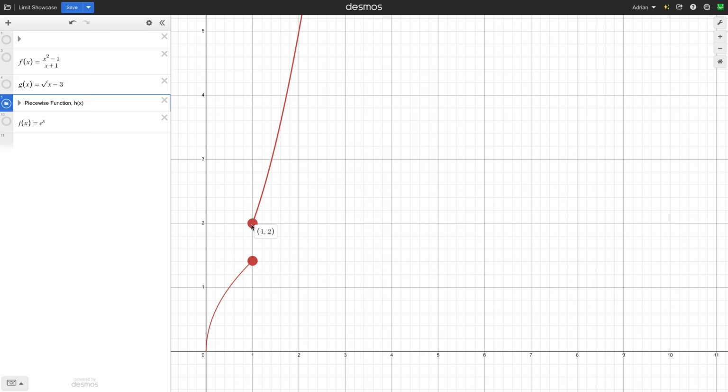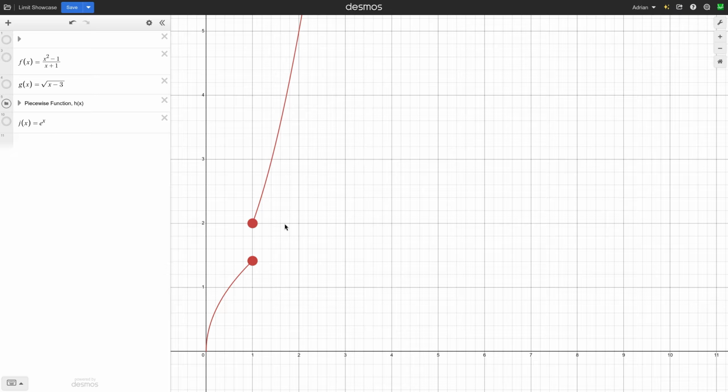Okay, so the right side limit exists. Let's try the left one. Okay, we get 1, 1.41, which is approximately the square root of 2. So we have a limit on both the right side and the left side. So is there a limit in general? The answer is no, because they don't match.